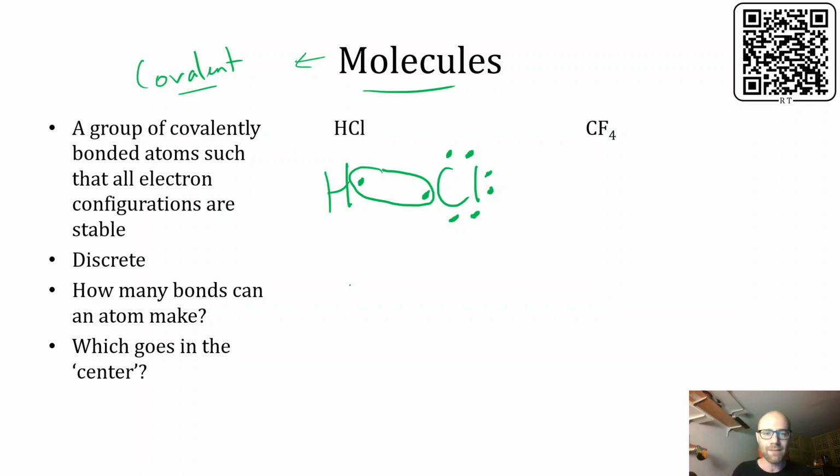And then as a last step, I clean things up. I bring the atoms closer together. I might turn the dots into lines. I make sure I recopy everything with the right number of valence electrons. And that is the Lewis structure for hydrogen chloride, or HCl. We're not going to worry about naming today.